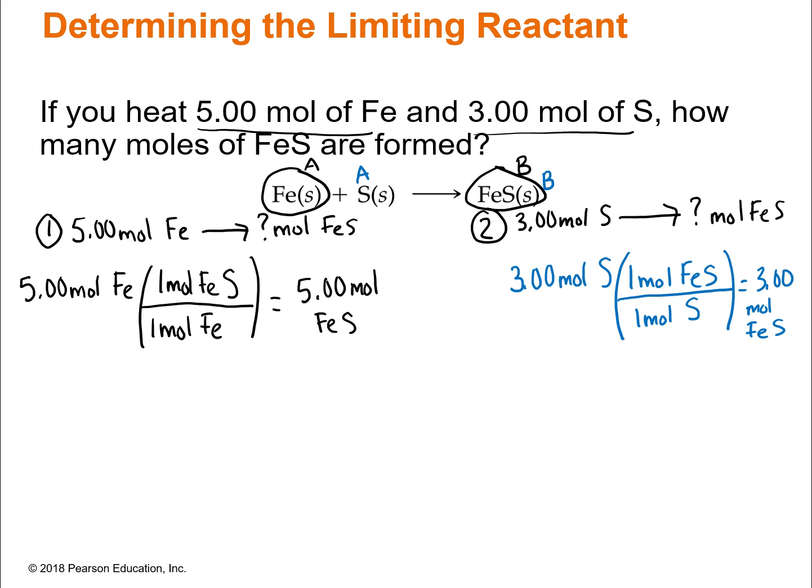We figured out how much we would make if we only had the iron, how much we'd make if we only had the sulfur. Now we have to figure out which one makes the least amount of product. So you figure out which one is the smaller number. 5 moles or 3 moles? Which one's smaller? That's an actual question, not a trick one.